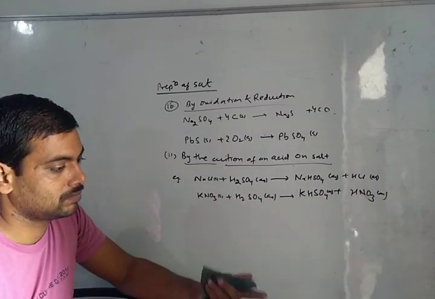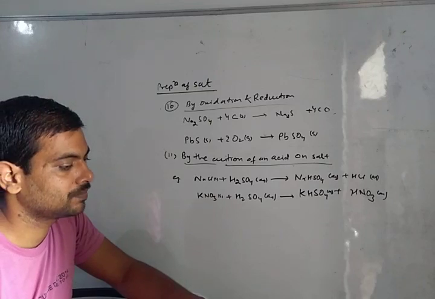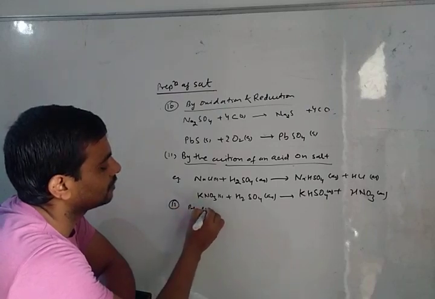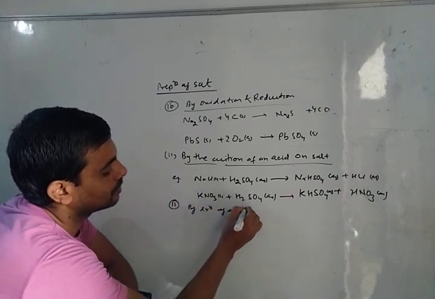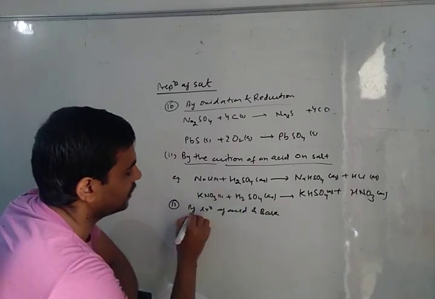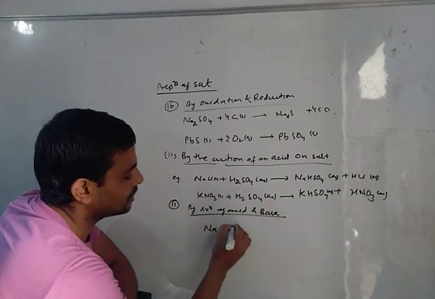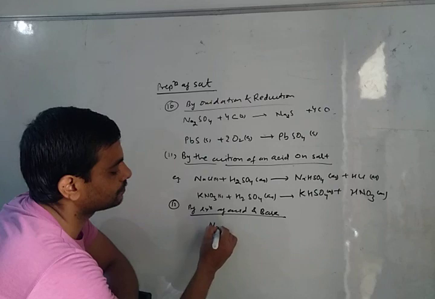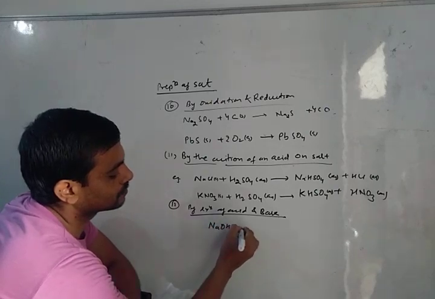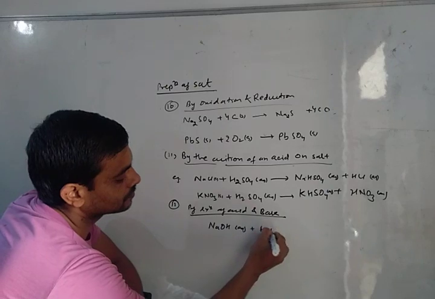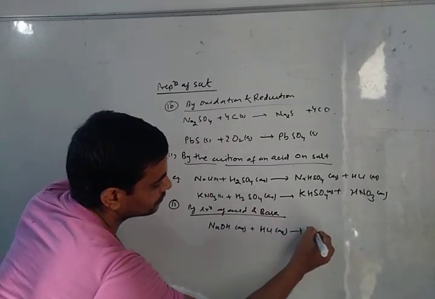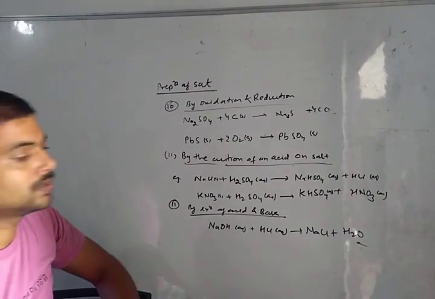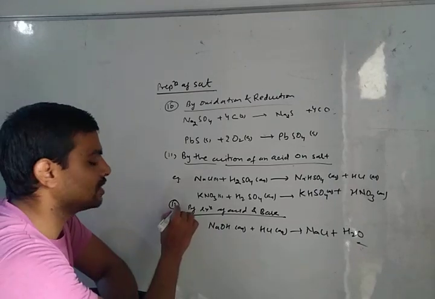And the last one is by reaction of acid and base. Very important here: NaOH treated with HCl gives salt and water. This is the important reaction. This is also called a neutralization reaction.